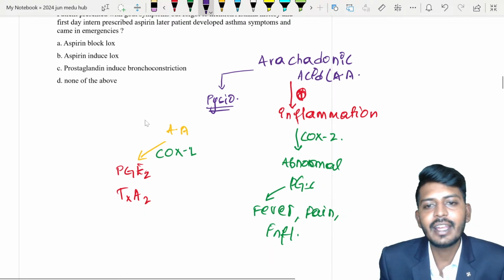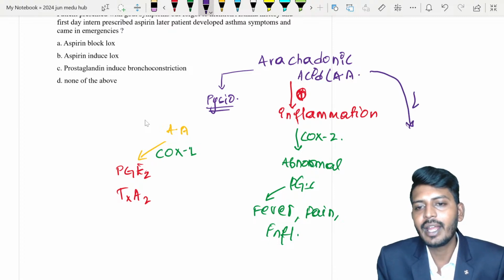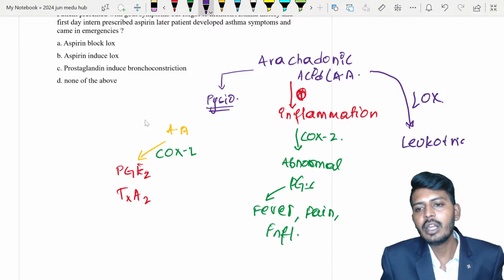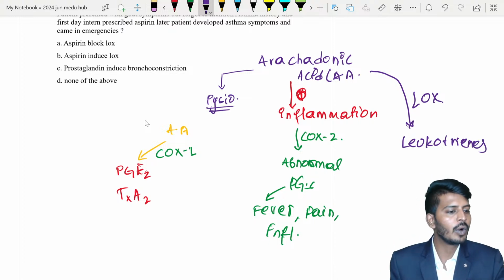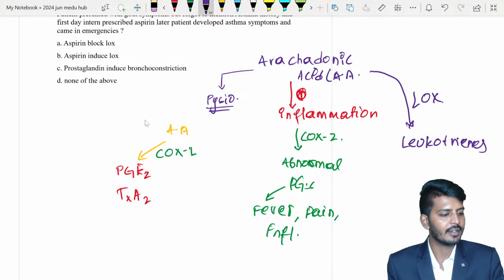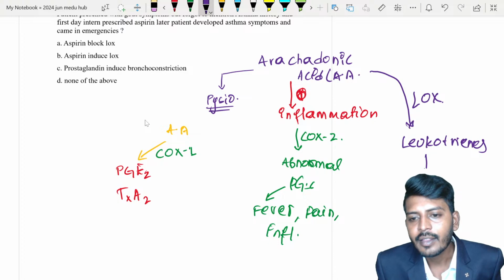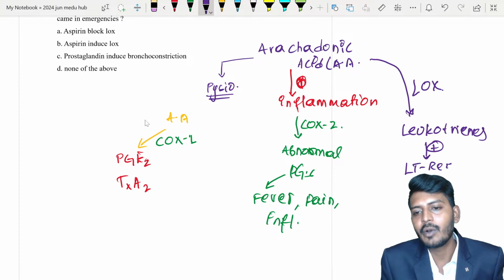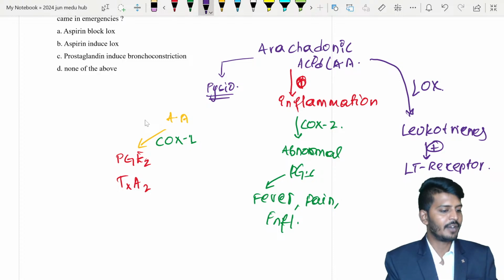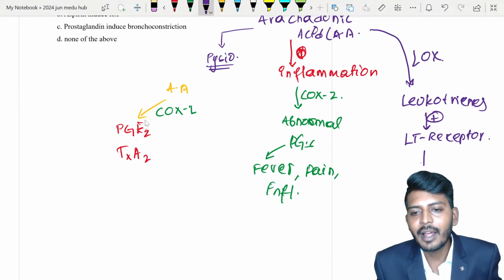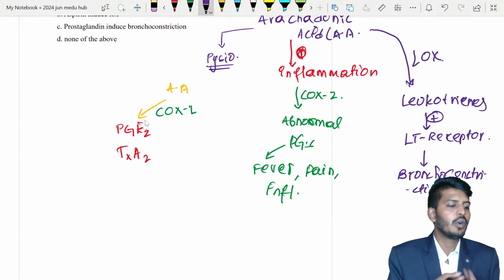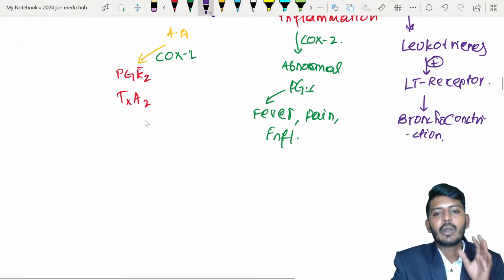Now this arachidonic acid can enter into the LOX pathway. It will produce something called leukotrienes. These leukotrienes lead to stimulation of leukotriene receptors. Look here, today we will study at least 3 or 4 groups of drugs. Now when these leukotriene receptors are activated, they will cause bronchoconstriction. So that is your story.